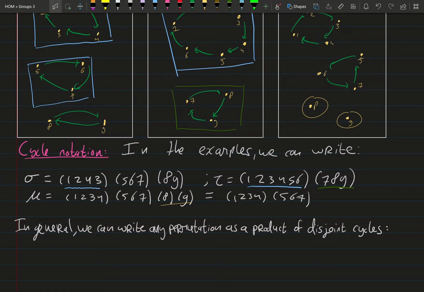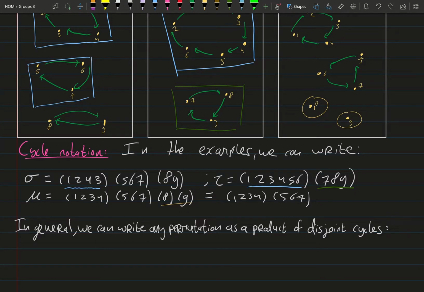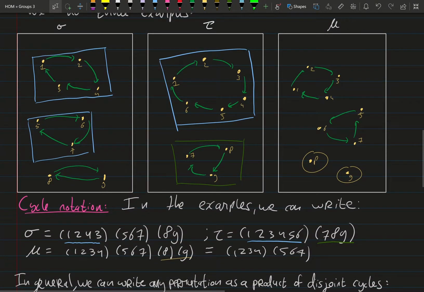So in general, it is a fact that we can write any permutation as a product of disjoint cycles. And if you look at the picture, then it's kind of clear why that is, because if you take any permutation and you trace where any element goes, then at some point, because you're in a finite set, you will get back to your element. For example, over here, if I start with 1 and I keep following where I go, then at some point I end up with 1.